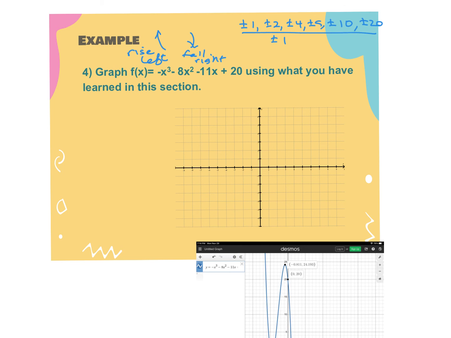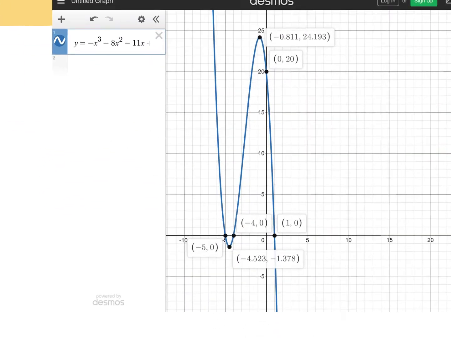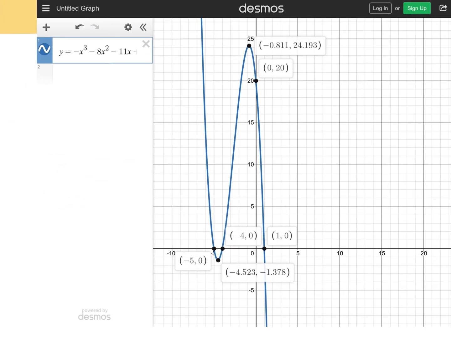I've already described what the end behavior is going to look like. So I went ahead and keyed it into Desmos, just so I don't have to spend a whole bunch of time doing a bunch of synthetic division problems. Let's take a peek at where my zeros are located. If I zoom in here, you can see that I have a zero located at -5, -4, and +1.